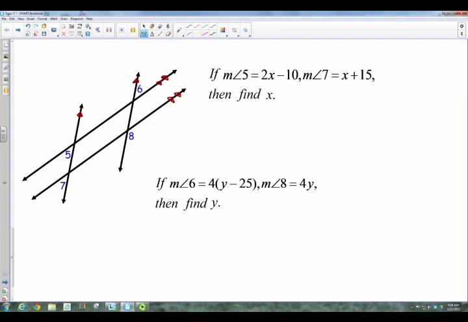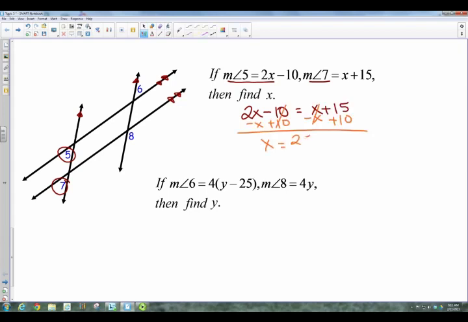Okay, so this first problem, we've got angle 5 and angle 7. So if you look at angle 5 and angle 7, they're both sitting in the same position, which means they're corresponding. Okay, corresponding angles are congruent. So since they're congruent, we set them equal. So that gives you 2x minus 10 equals x plus 15. And then you go through and solve. So minus x, plus 10, plus 10. So those cancel. That gives you x equals 25.